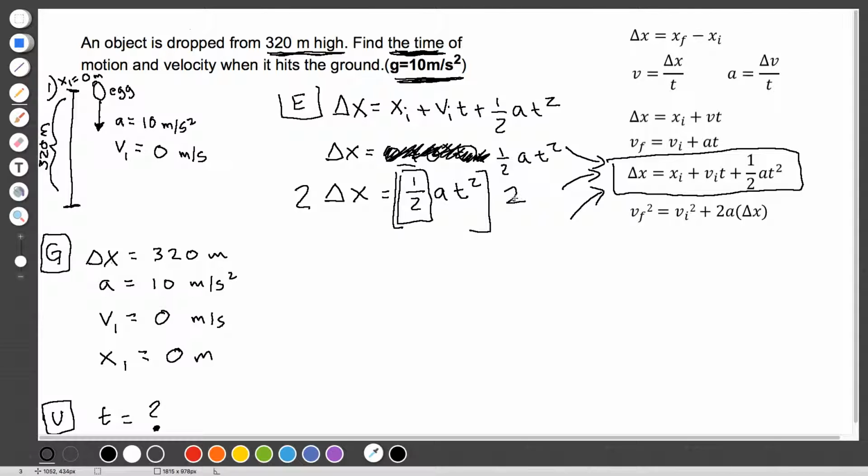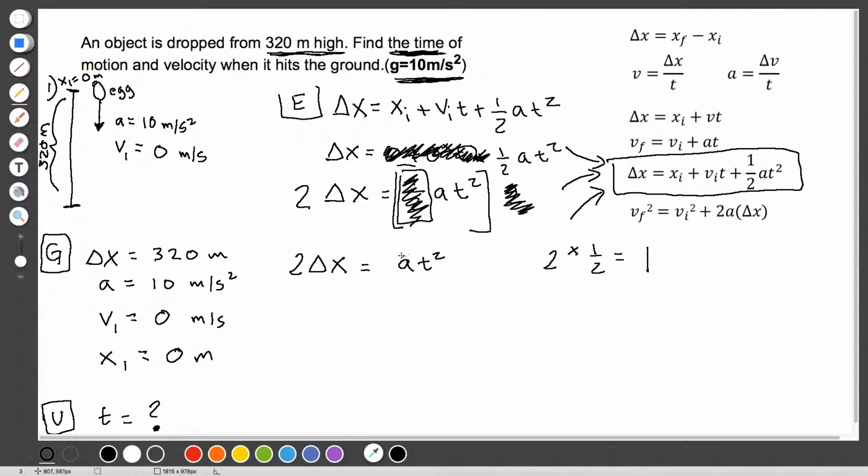And if we multiply this by 2, 2 times 1/2 equals 1. And anything times 1 is the same thing. So let's get rid of that 1/2. We can get rid of this 2. Now we have 2 delta x equals a t squared.